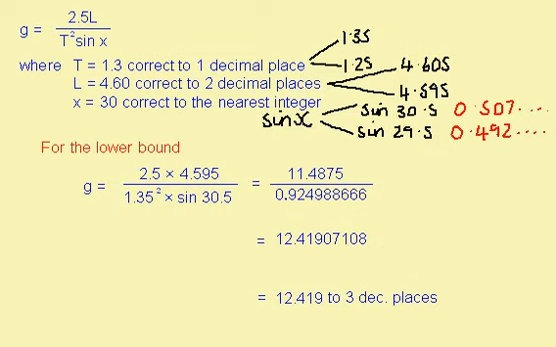For the lower bound, I want this to be as small as possible and this to be as high as possible. So I'm going to use the lowest possible value of L and the highest possible value of t and of sine x. Typing this into a calculator gives me this, dividing gives me this, and then rounding to 3 decimal places gives me the answer for my lower bound as 12.419.